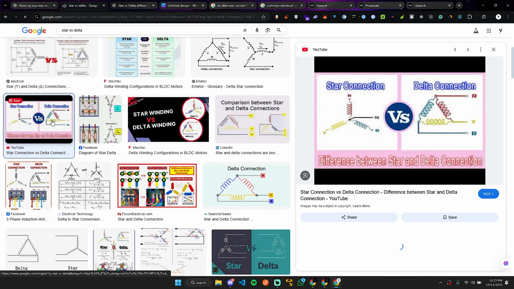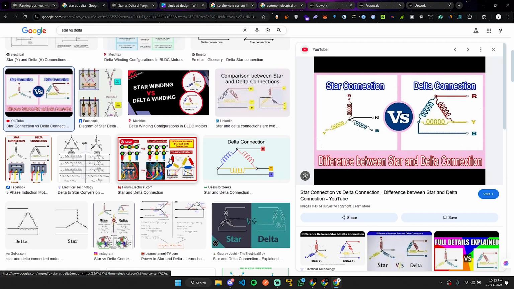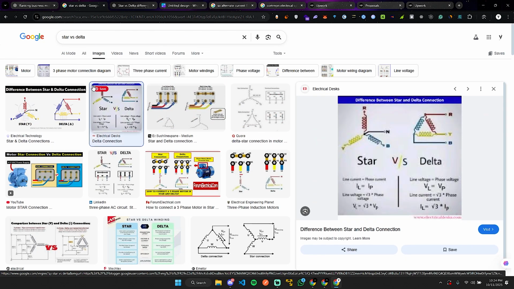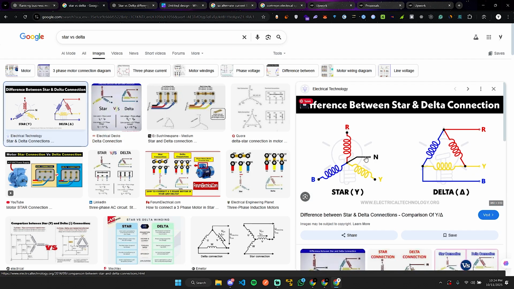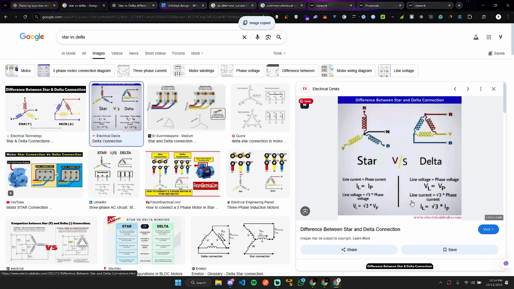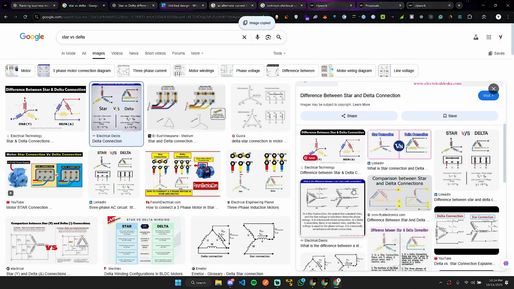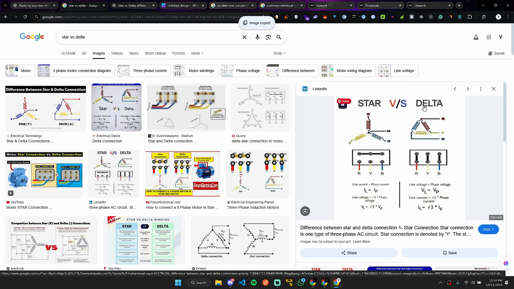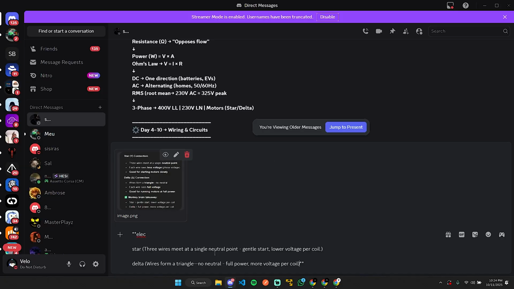This is pretty good. So I'll grab this one. Or I could probably do star versus delta, there we go. Star versus delta. I'm gonna grab this as well. I think that's better. There we go. Star versus delta. This makes more sense eventually.